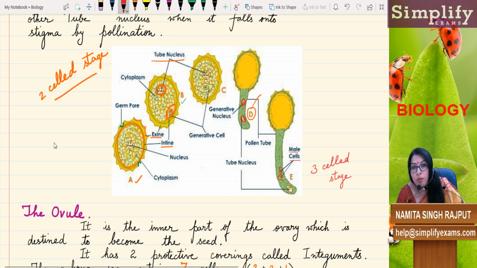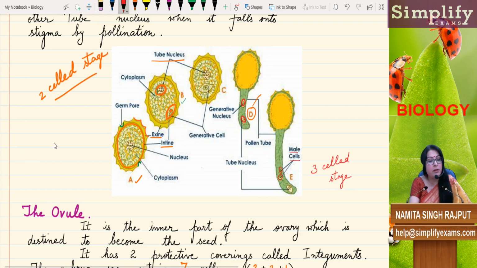Alright, so we know that pollen is a double layered structure. Outer layer is the exine, inner layer is the intine. Then it has got a two celled stage. One is the tube cell, the tube nucleus, and the other is the generative cell containing generative nuclei. It is at that two celled stage that this pollen grain falls on the stigma, and then it starts germinating as it receives favorable conditions.